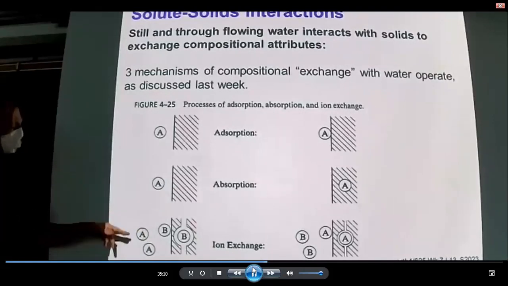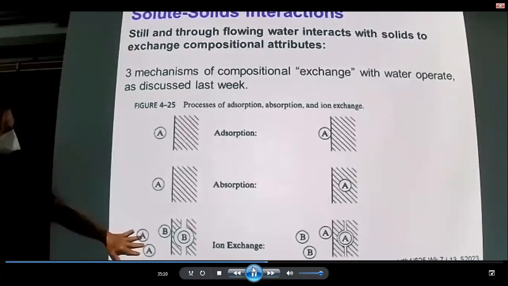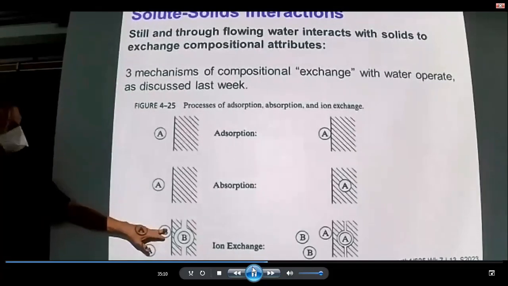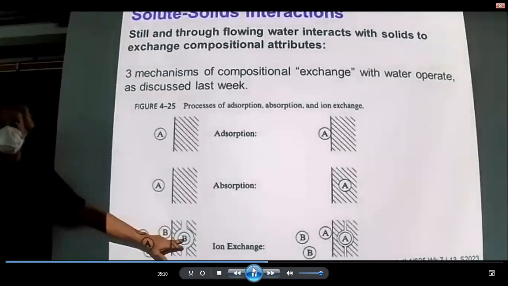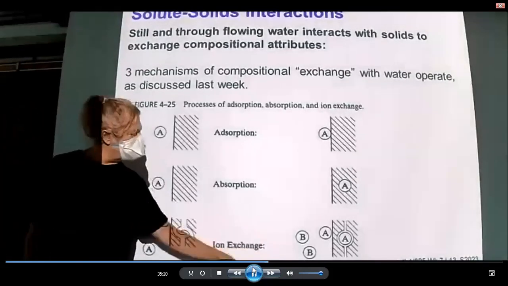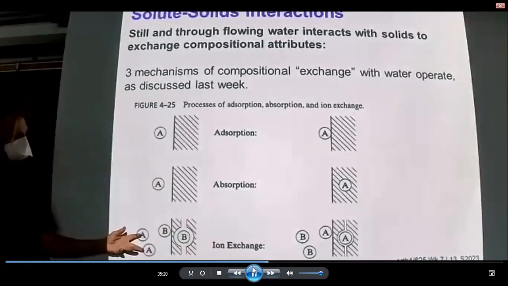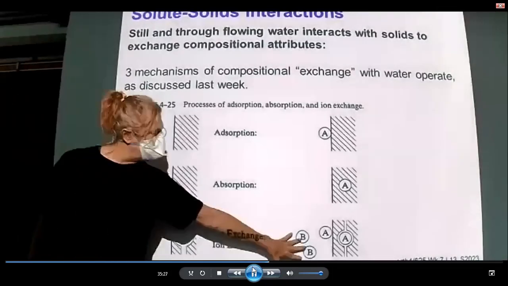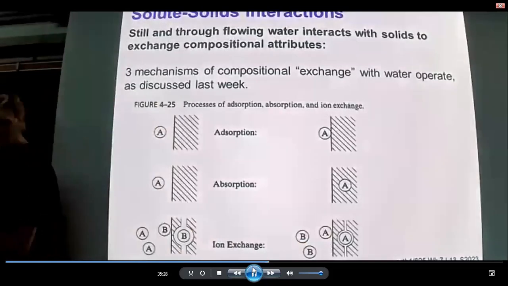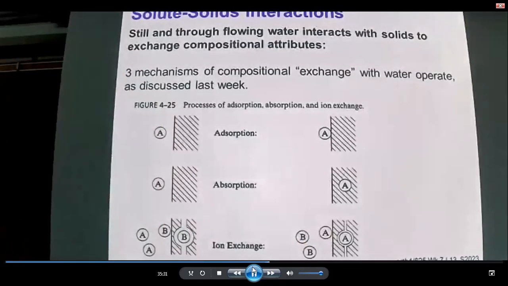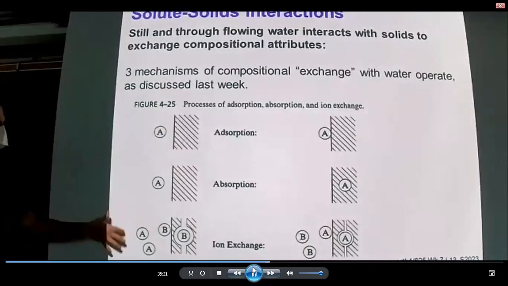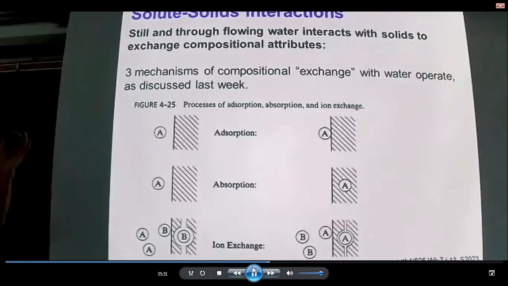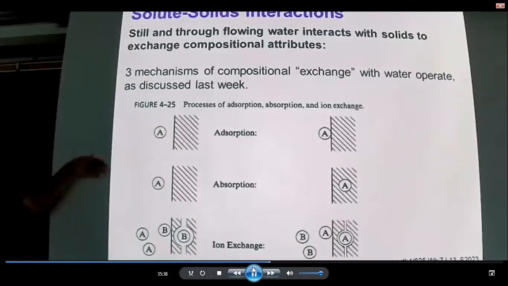And if you see this example here, you see B is either stuck on the mineral surface or in the interior of the mineral, whereas A is in solution. And now I'm pointing to the opposite case where B is in solution and A is either stuck to the mineral surface or in the interior. So when we have the whole pantheon of chemical elements, they can all rearrange themselves. Some of them have a propensity to be either on the surface or in the interior, and some of them prefer to be out in solution.